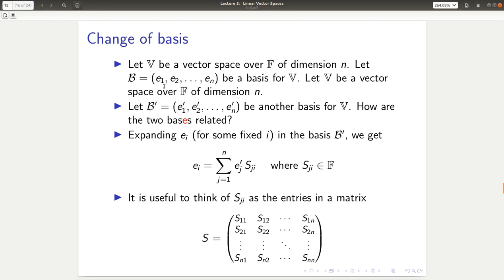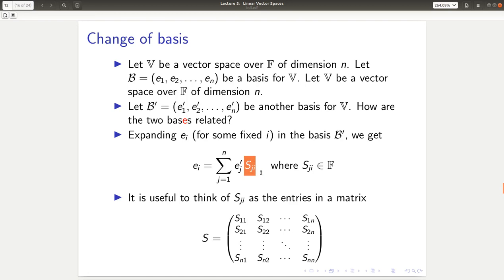So let's look at e_i for some i. Let's say I take i to be 2, for instance, and then e2 is just some vector in V. Since B prime provides a basis, I can do an expansion. So I can expand this in the second basis. I just write e_i equal to the summation over j of e_j prime with some scalars S_ji, where j runs from 1 to n. Okay, but I can write one such equation for e1, e2, e3 up to en.